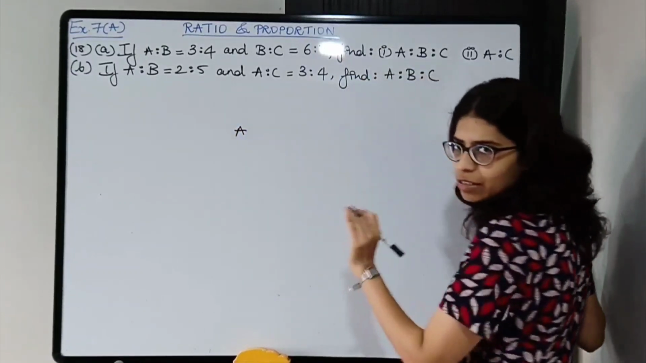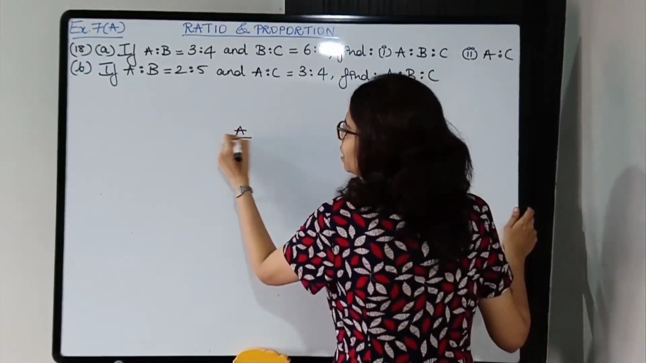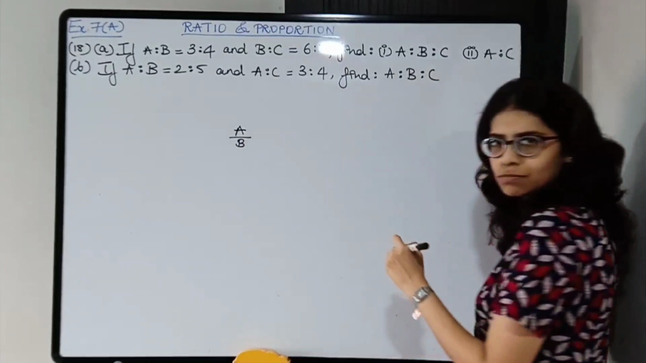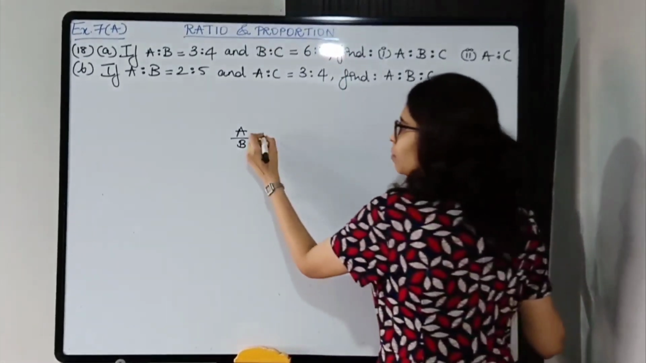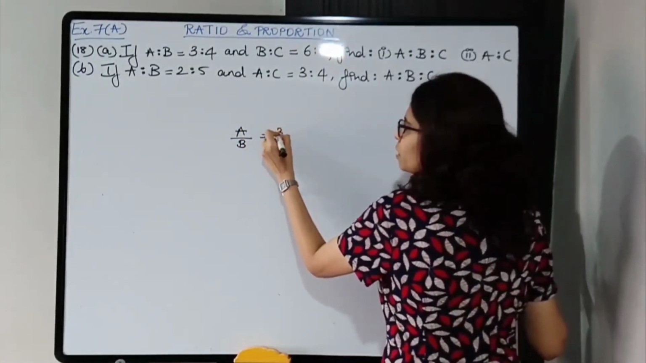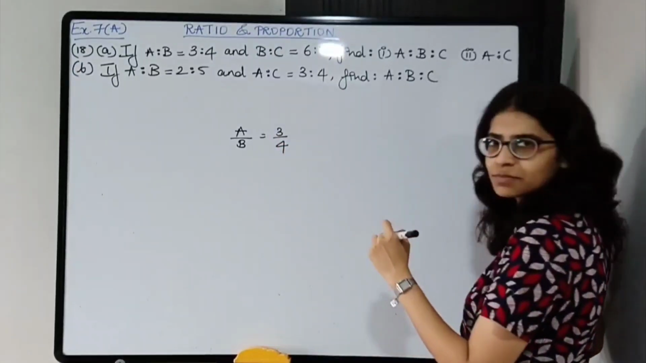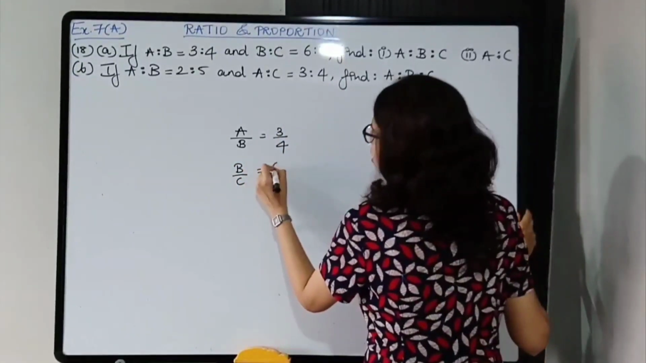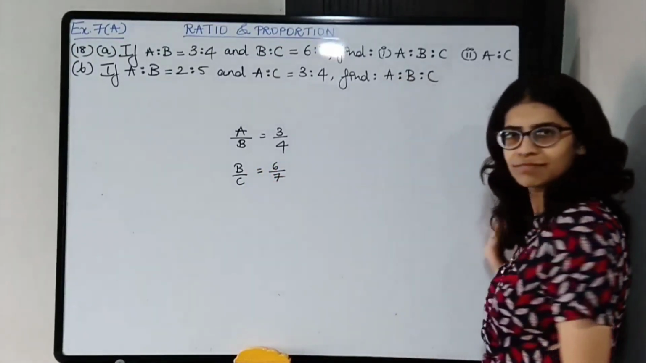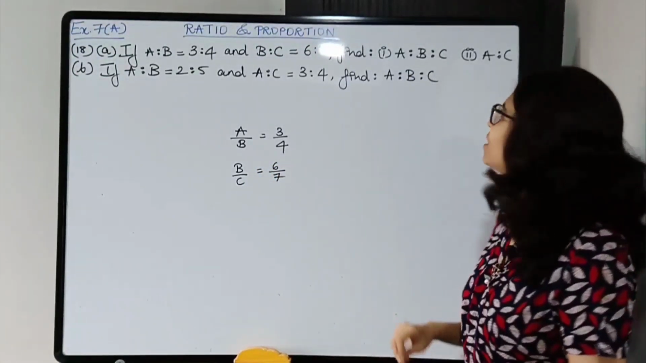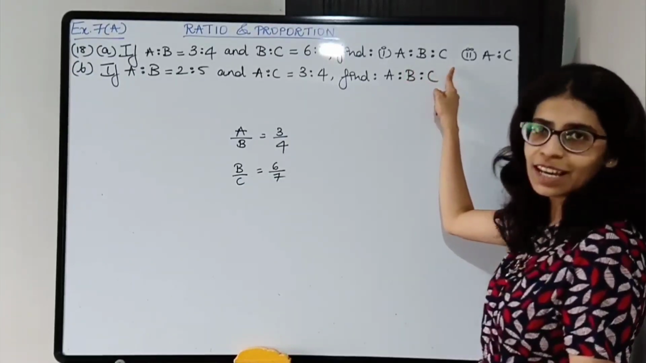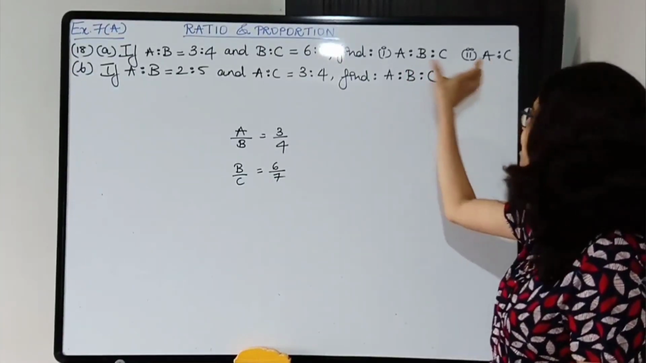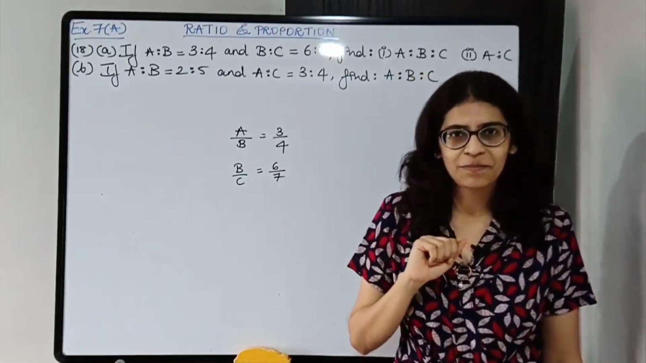हमेशा given पहले consider करो. A is to B दिया है, so that is A upon B, right? So A upon B is equal to 3 is to 4 means 3 upon 4, right? Similarly, B is to C is B upon C is equal to 6 upon 7. You have to find the ratio of A is to B is to C and then A is to C. ये 3 वाला कैसे find out करेंगे?